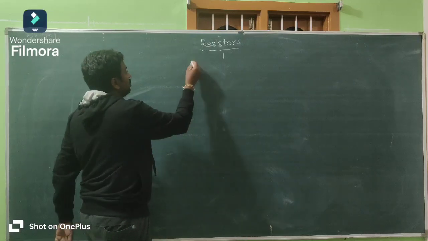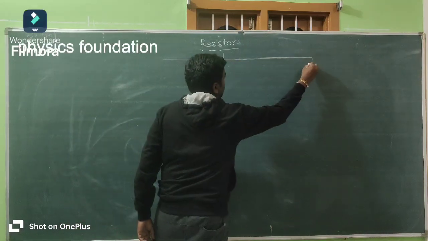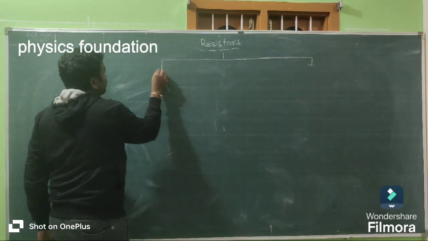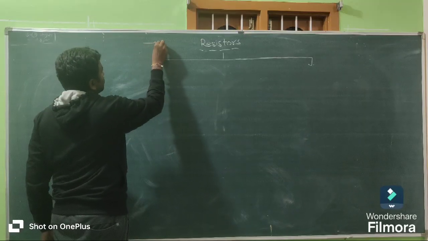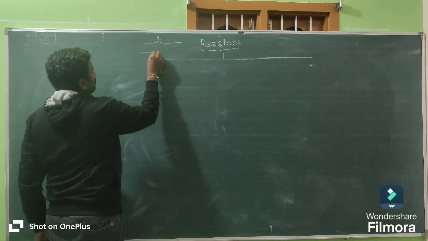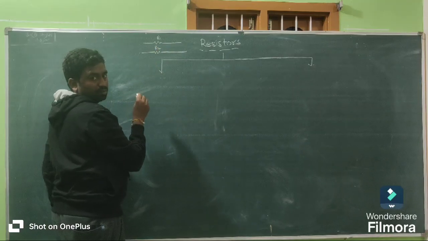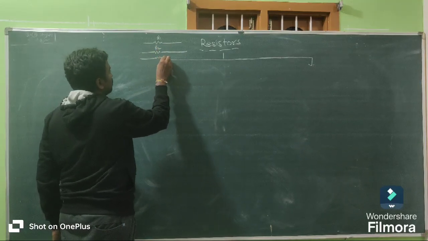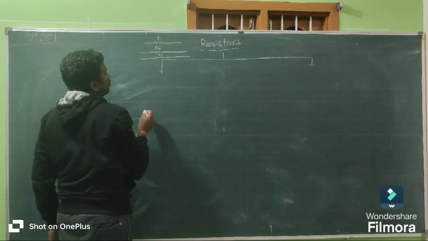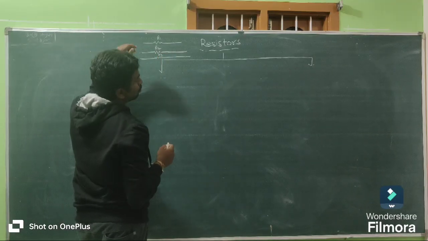Resistors are connected in two ways. Okay, let us take three resistors R1, R2, R3. So we have to connect them in two ways.